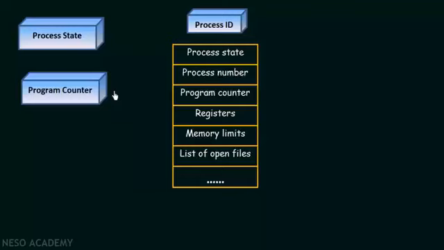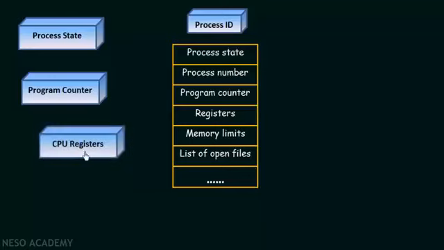So we have lines of instructions that are being executed, and at a particular moment, what is the address of the next line that has to be executed? That is given by the program counter. So the program counter indicates the address of the next line of instruction that has to be executed for a particular process. Alright, so the next one that we have is CPU registers. The CPU registers tell us the registers that are being used by a particular process.